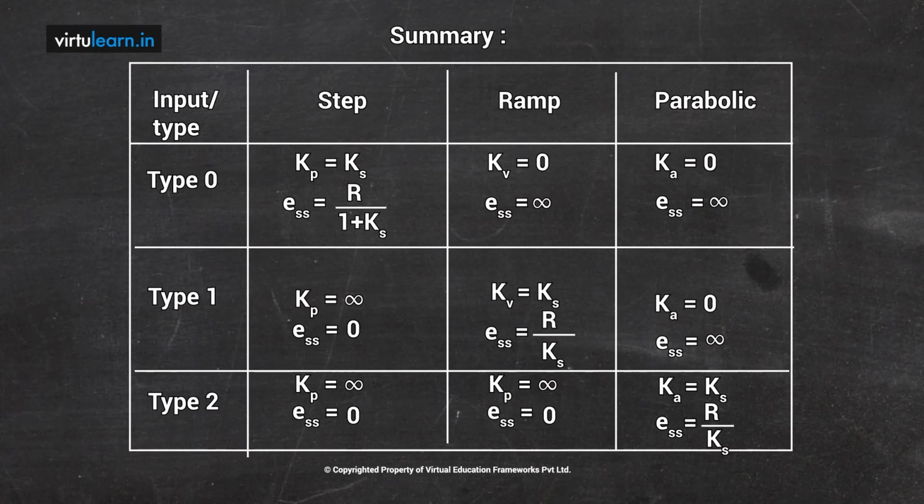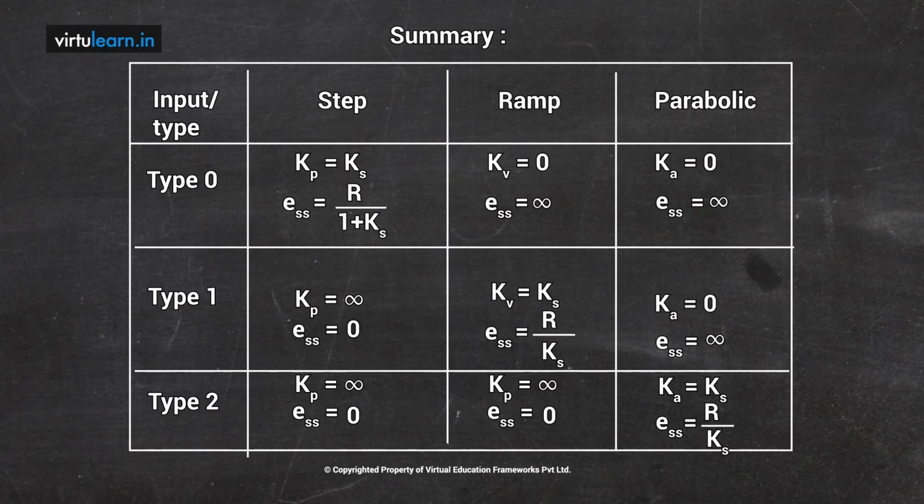So I am applying step input. Whenever you apply the step input, we have to calculate only Kp values. Kp is the positional error constant, for step input only. That is why I said step input is also called a positional input. Now coming to the second column, I have ramp input. So ramp input is applied to a type 0 system. We have already seen that Kv is going to be 0 and the corresponding error is infinity.